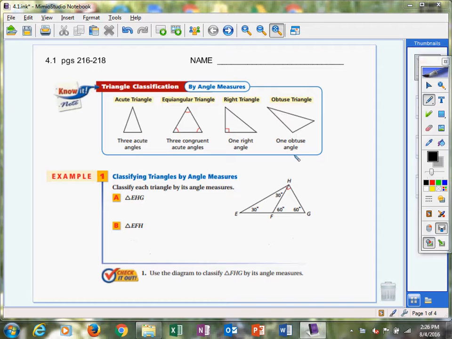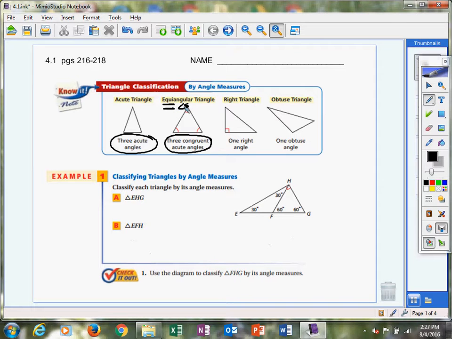All right, we're going to classify triangles by their angle measures. If the triangle has 3 acute angles, all 3 of them less than 90 degrees, then we're going to classify it as being acute. If we end up with 3 acute angles and they're all the same measure, that means they are equiangular. Equa, of course, means equal. Let's make a little equal sign under there. And angular means angles. They have equal angles.